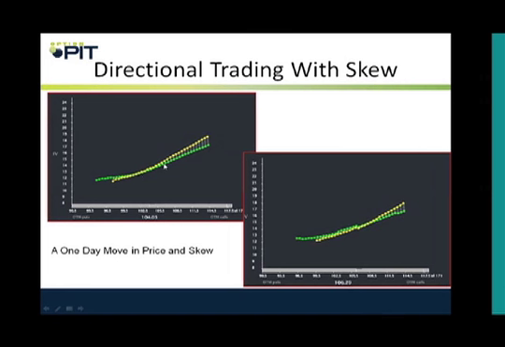Take a look at what is happening with the skew. Here is 104. We want to put on a bullish spread. And then here we are at 106.29. All right, what do you think we could have done to make this spread better?